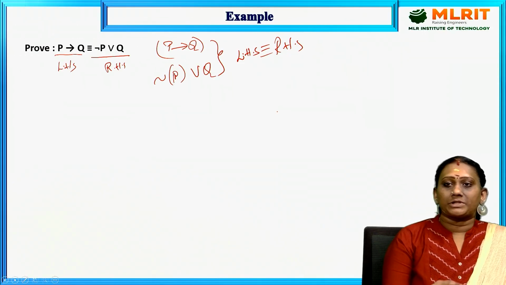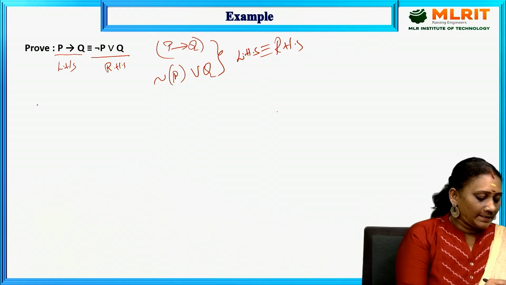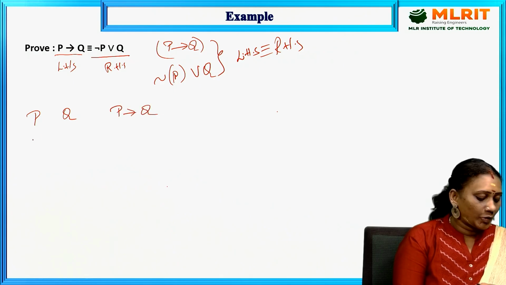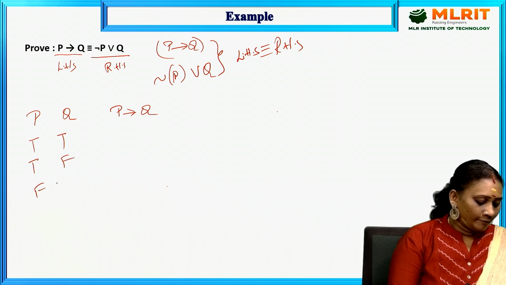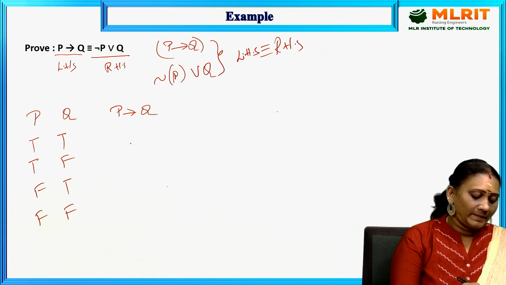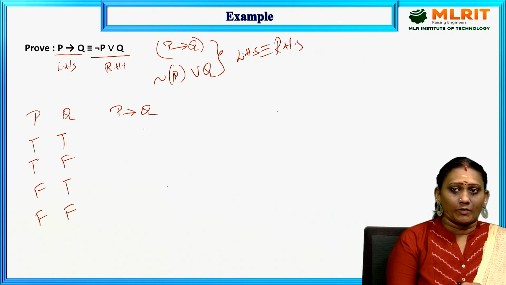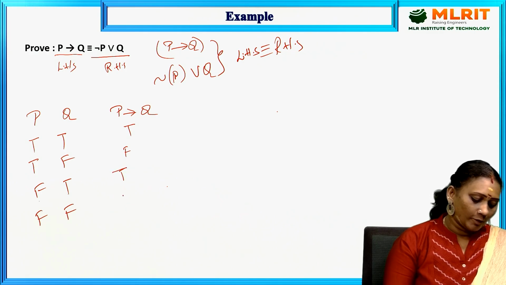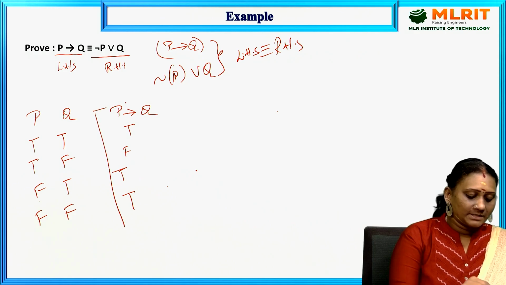So let me draw the truth tables individually. First, the LHS statement I am going to analyze. For that I am going to take P and Q values, and analyze P implies Q. I am going to draw the different combinations: true true, true false, false true, and false false. P implies Q will be false only if the second statement is false. In other cases it will be true. This is what we analyzed previously. True, false, true, true. So this is the LHS output.